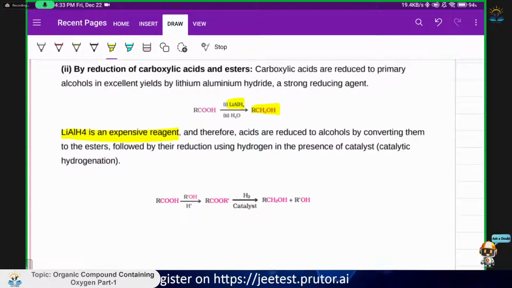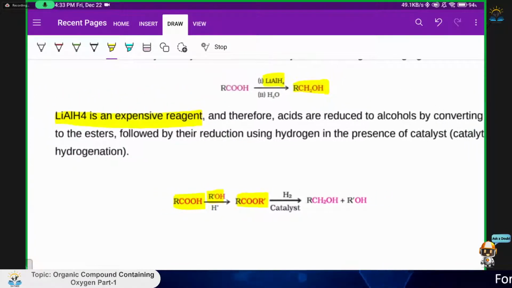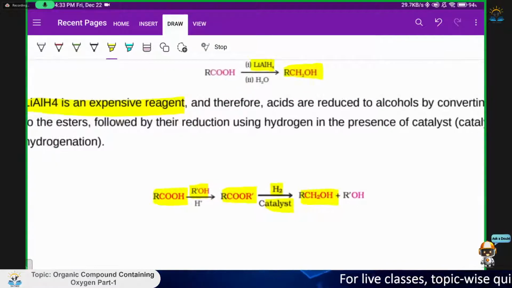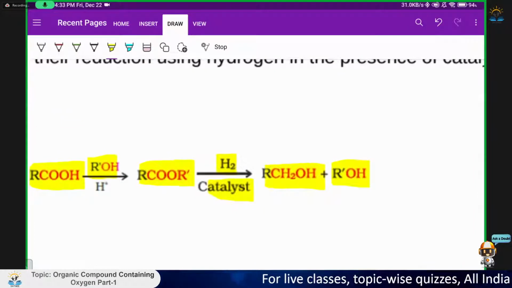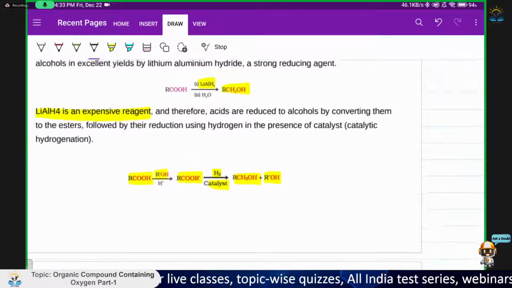So, how do we reduce it? First, we react the carboxylic acid with what? With an alcohol to form an ester. And we do catalytic hydrogenation to this ester. So, we get alcohol, and the alcohol we used to produce the ester also as the byproduct there. So this is also another method for preparation of alcohol.